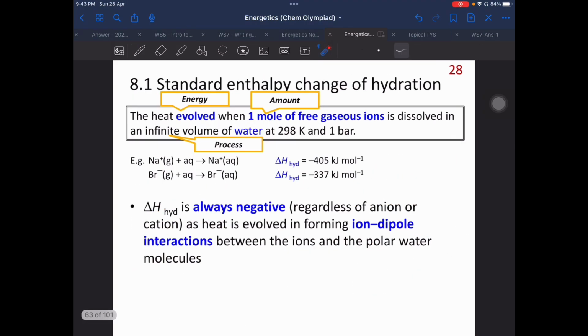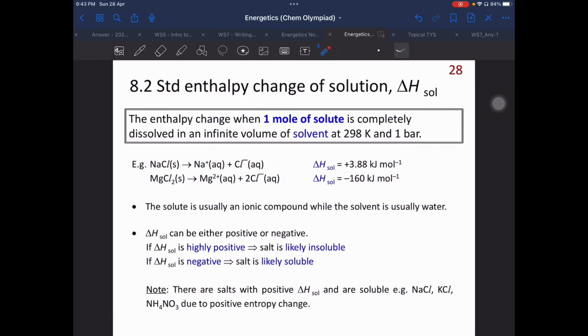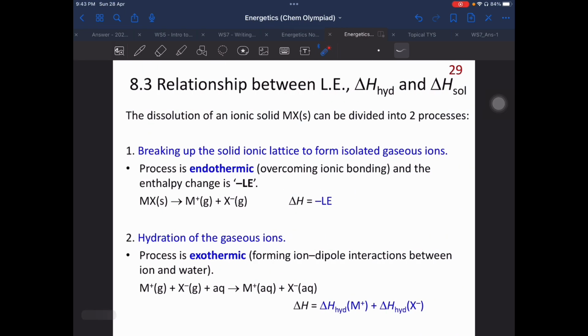Okay. The last few energies I will just leave to you to read through in more detail. Basically, there's an energy of hydration, which means to dissolve. Hydrating means to dissolve. And there's also the enthalpy change of solution, which is the energy change where one mole of a solid is completely dissolved in an infinite volume of solvent. Basically, the whole dissolving process also involves an energy change. Okay, and then the next few slides will show you how you can bring together the enthalpy change of hydration and the enthalpy change of solution.